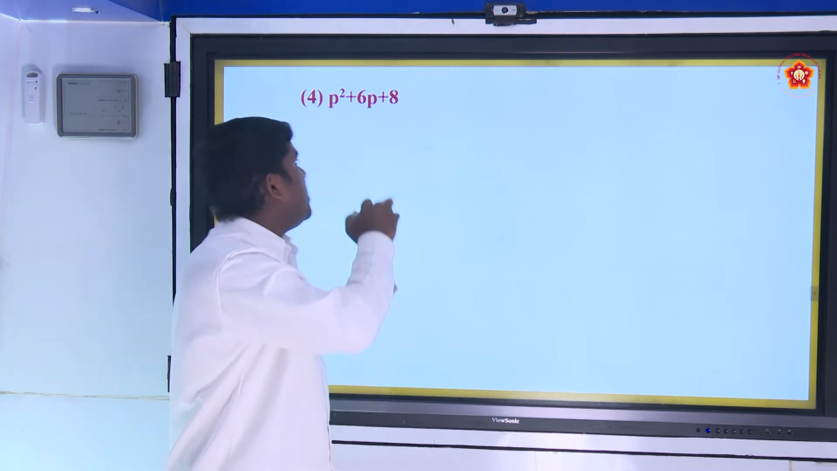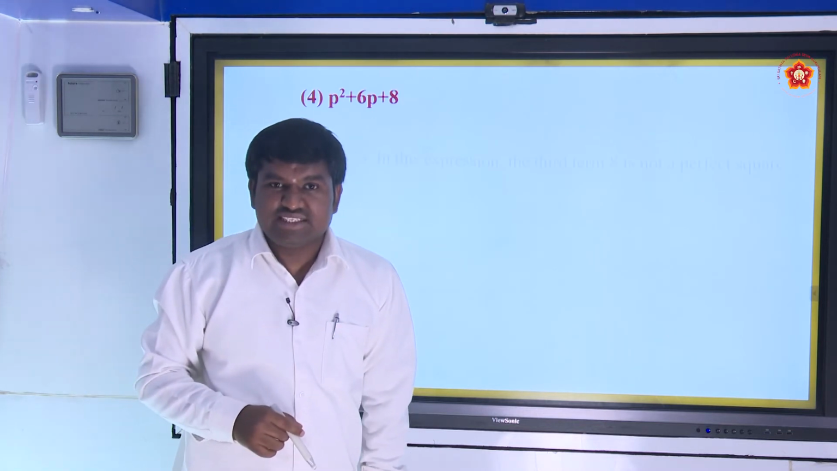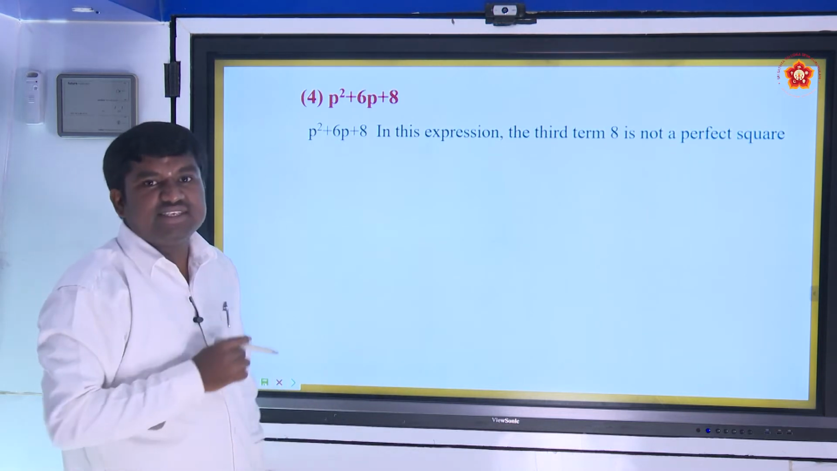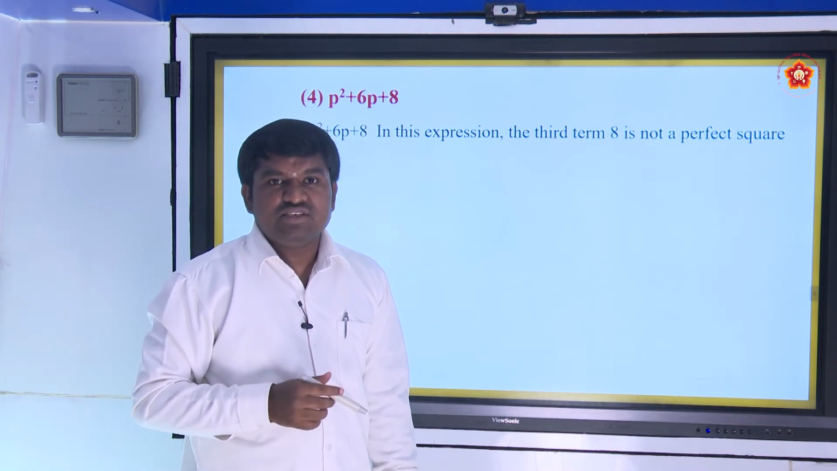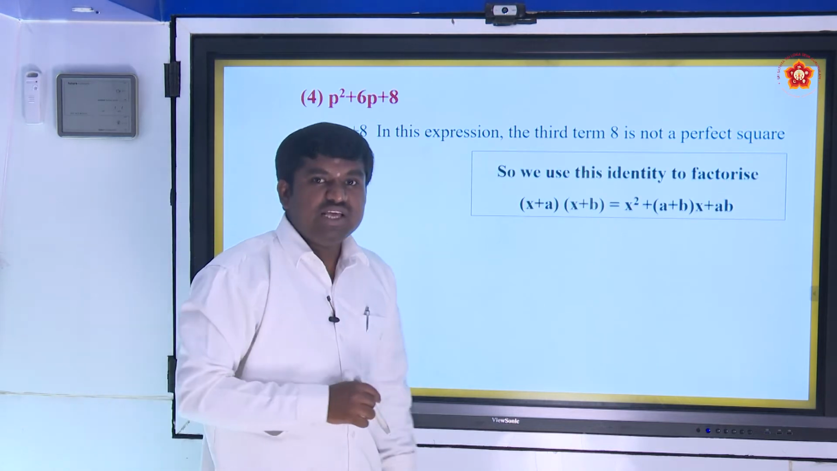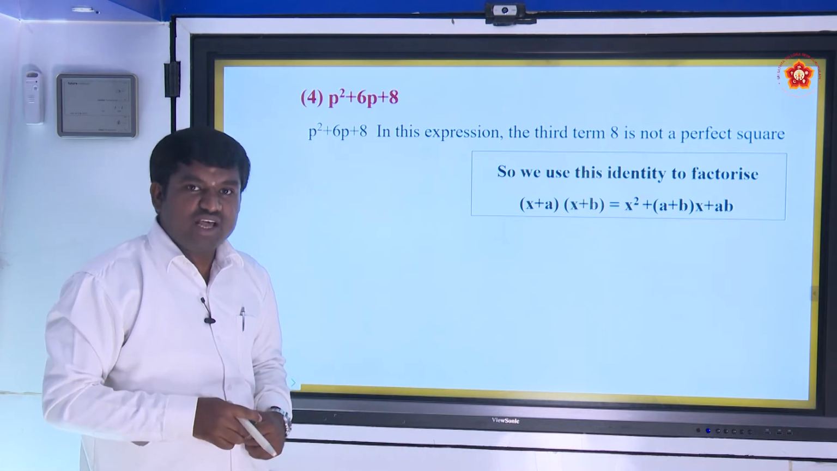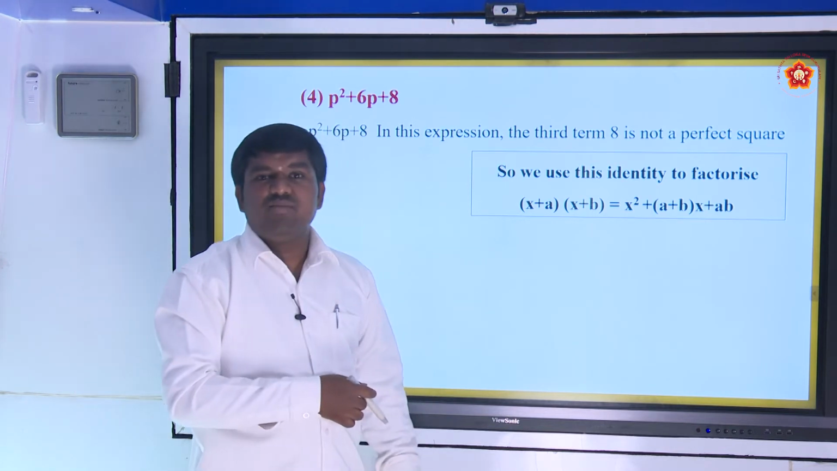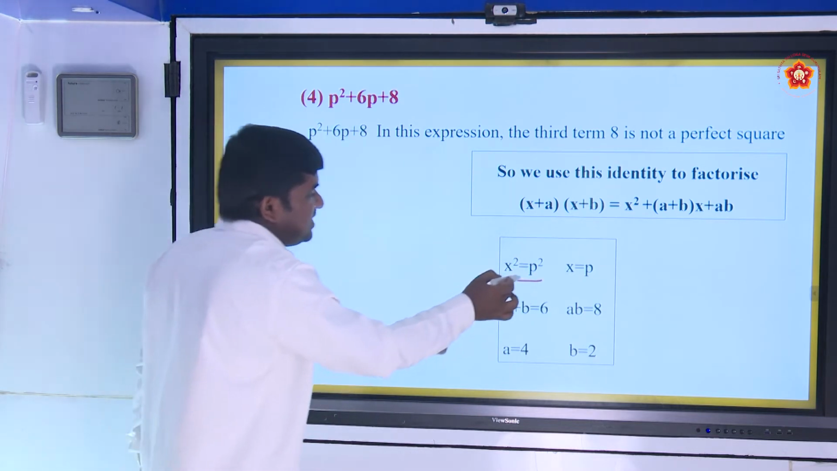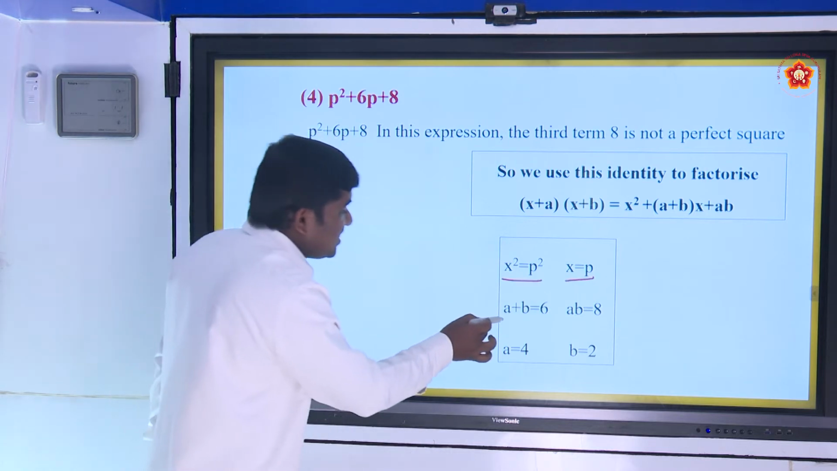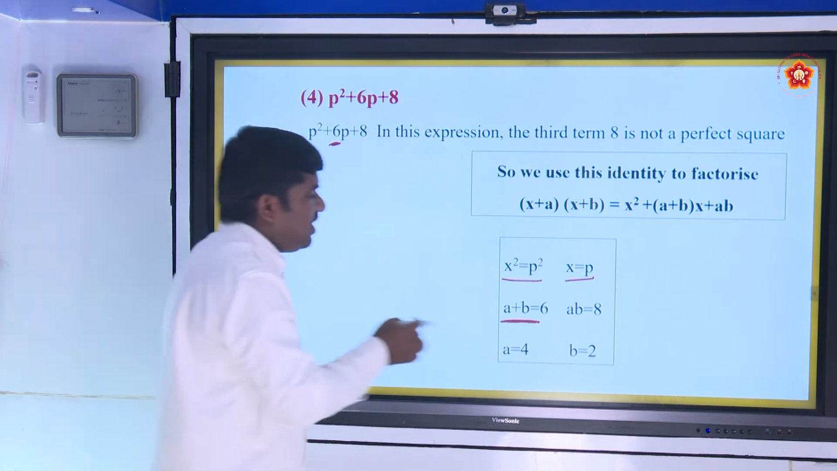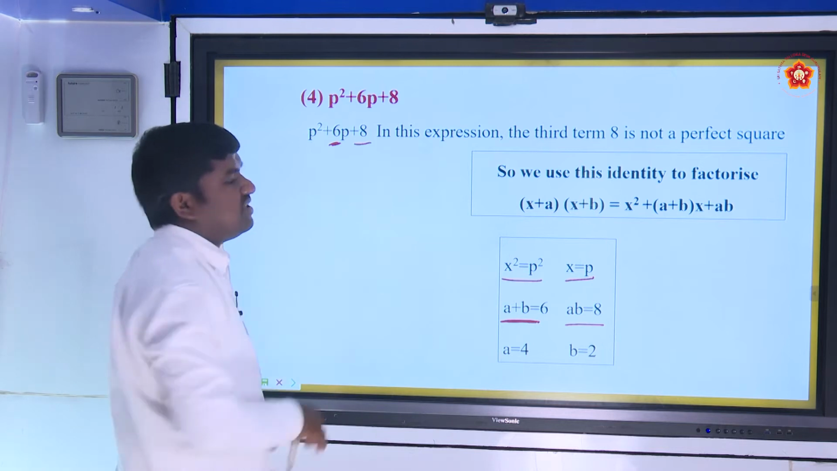Next, third one, p² + 6p + 8. Observe this. In this expression, the third term 8 is not a perfect square. So which identity do we have to use? That is (x+a)(x+b) = x² + (a+b)x + ab. In the place of x², p² is there, so x is equal to p. In the place of a+b, 6 is there. In the place of ab, 8 is there, the last term.